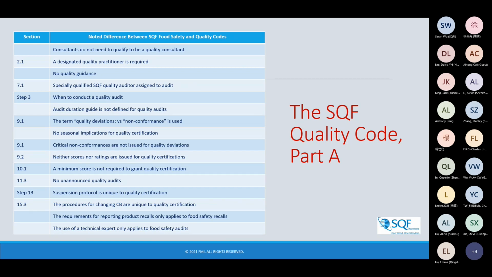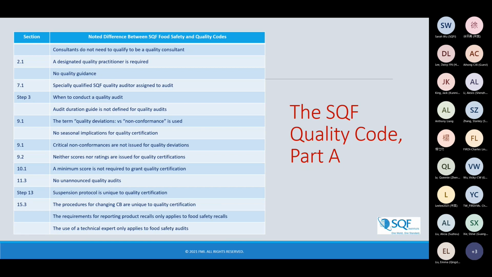There are no critical deviations or critical non-conformances raised for quality audits. Neither score nor rating are issued for quality certification. We don't issue a score, we don't issue a rating. It's merely a case of identifying the number of quality deviations and closing out those quality deviations. There's no requirement for unannounced quality audits, although a quality audit that is attached to an unannounced food safety audit will be unannounced, but there's no specific requirement for quality audits to be unannounced.